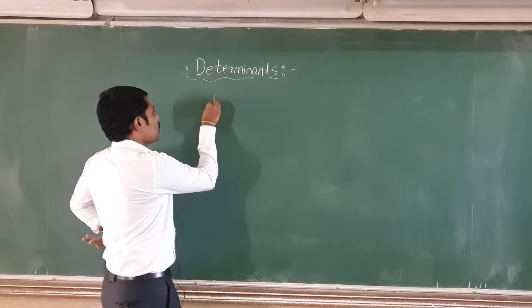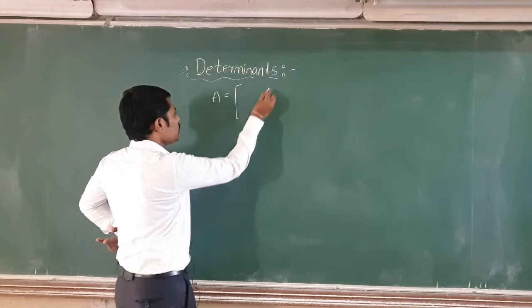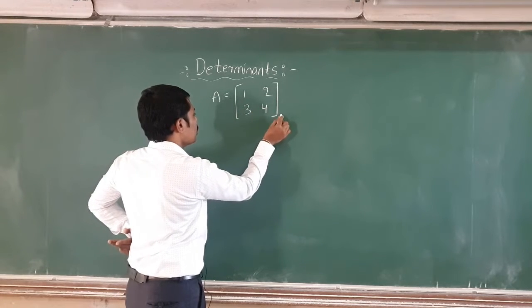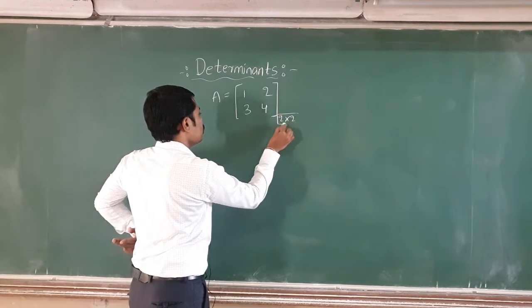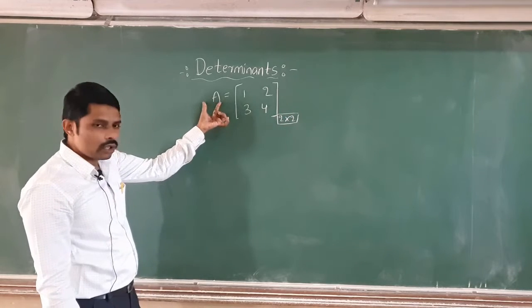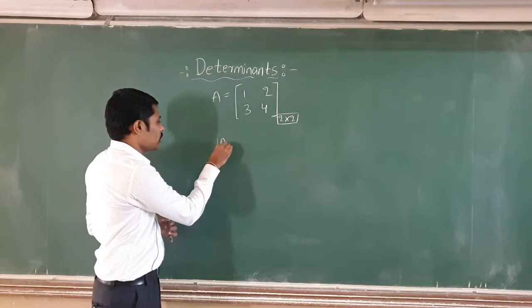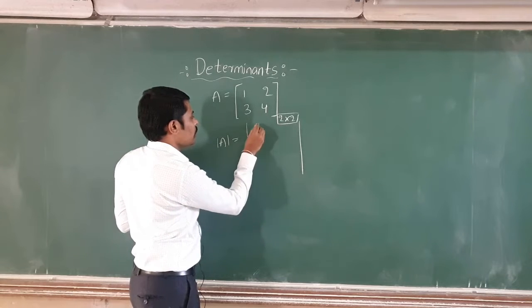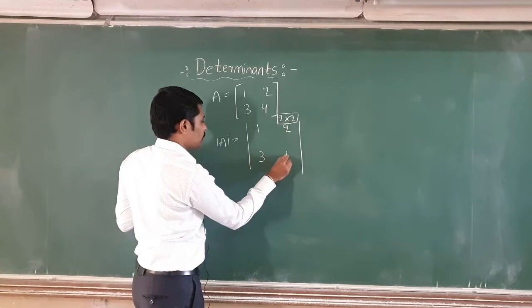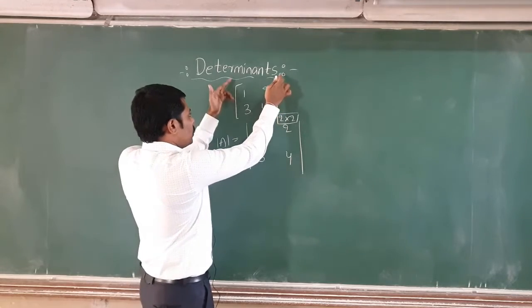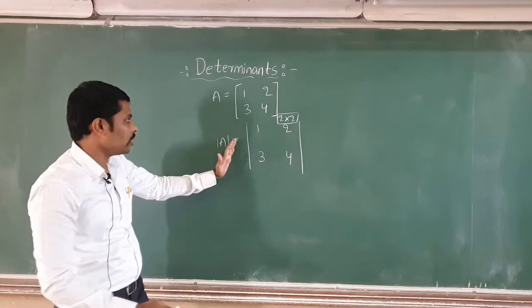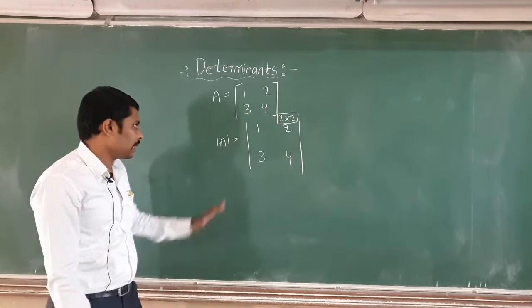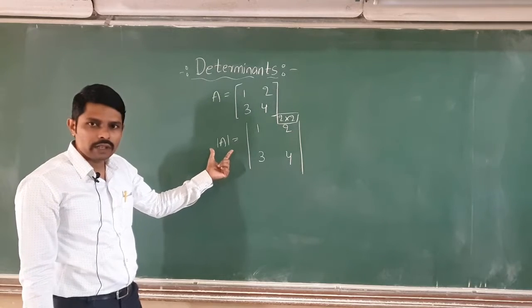See here, suppose A is equal to the matrix 1, 2, 3, 4 is given. What is the order of this matrix? 2 cross 2, or 2 by 2. Then the determinant of this matrix is denoted by determinant of A, which is equal to, this is the symbol to denote the determinant, that is 1, 2, 3, 4. Matrix means we show it in square brackets. Determinant means we just write the numbers between 2 parallel lines. So, this is the determinant of A.